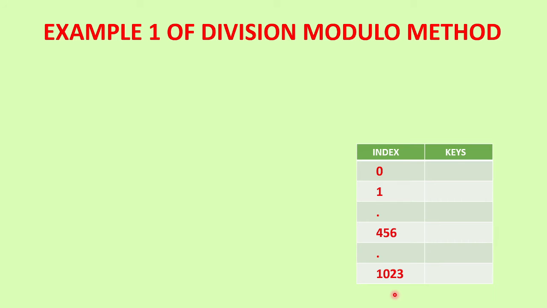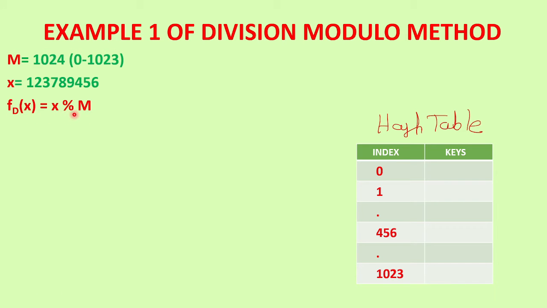Now we'll see one more example of division modulo method. Now suppose table size m is given as 1024. So your table will range from 0 to 1023. So in total it will be 1024 indexes. And in these indexes you can store this many keys. So now this is the key. Okay. So key or x equal to what? This number is given. It's a big number. Now this number I want to store inside my hash table. So how do I store it? I have to use this hash function x modulo m.